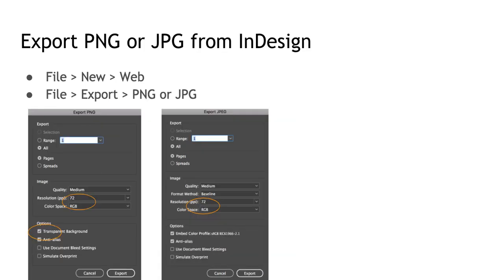And then for InDesign, again, File, New, Web, and then File, Export, and then you can choose PNG or JPEG, and then you get these screens. So your resolution is 72, and if you've started off with File, New, Web, and selected from Web, it's going to have a resolution of 72 ppi anyways. And then your color space is sRGB. If you need a transparent background, you want to make sure that's checked, because PNG can do transparent backgrounds. And then JPEG, again 72, RGB, but of course it can't do transparent backgrounds, so that's not one of your options here.